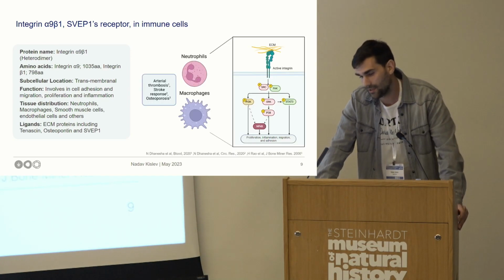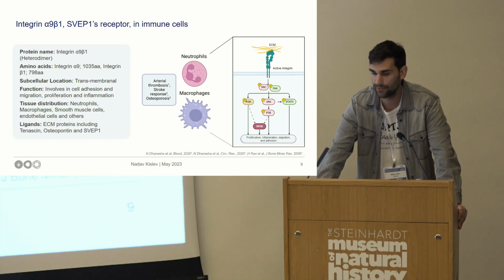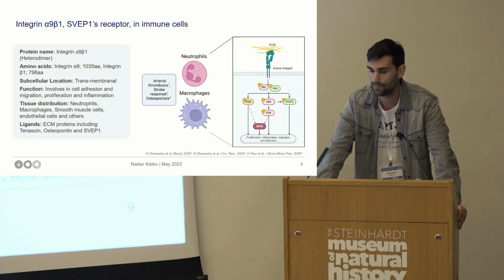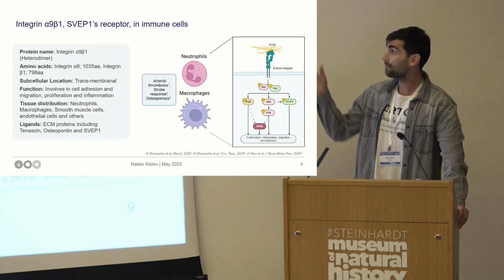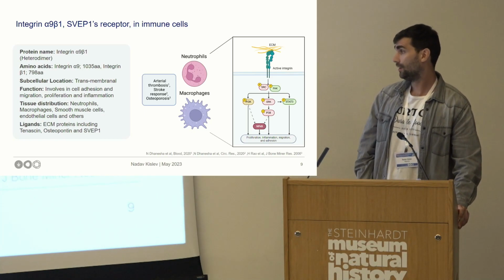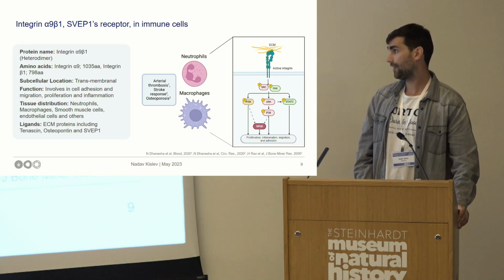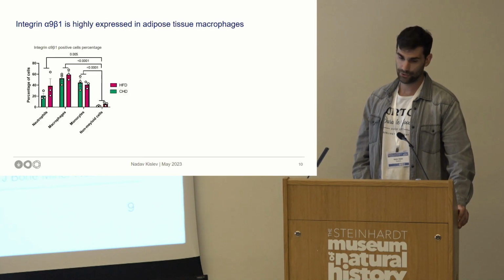In myeloid cells, integrin alpha-9 beta-1 was previously shown to play a role in osteoporosis and some other pathological conditions through this pathway that is shown here. And again, where it promoted proliferation, inflammation, migration, and adhesion.